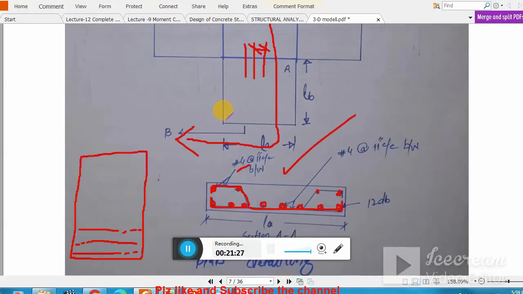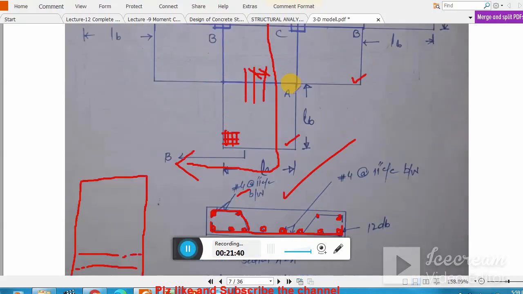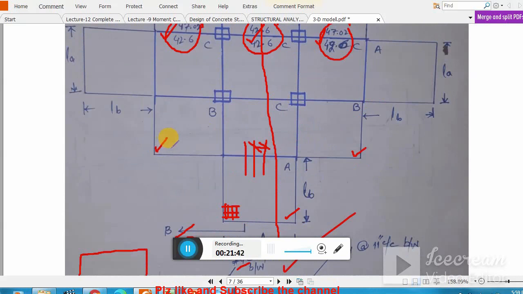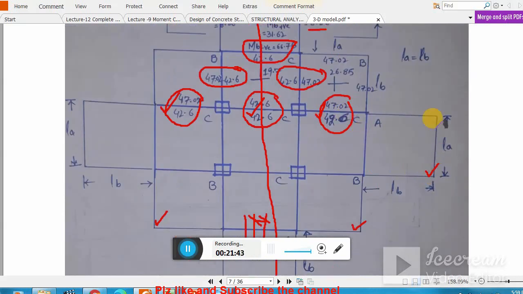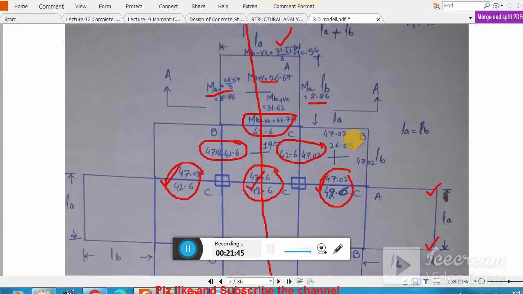Instead of this kind of arrangement, you have to provide torsion reinforcement, right here as you see in the video. At each end you have to provide torsional reinforcement. Okay, at this corner, similarly at this corner, at this corner, at this corner, here, here, here, here, here and here.